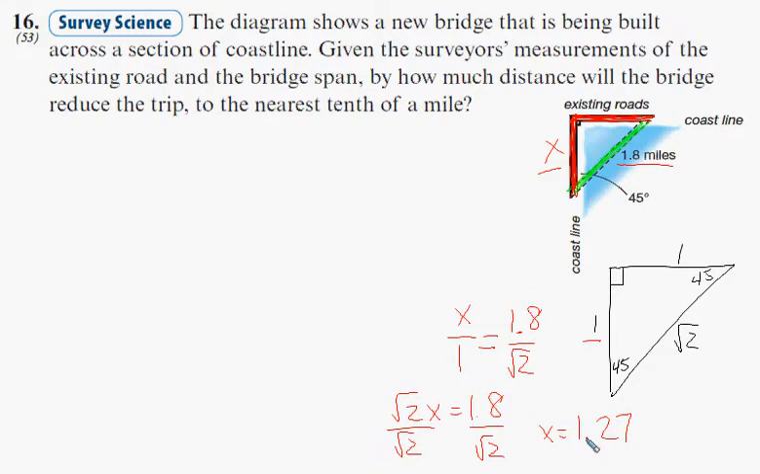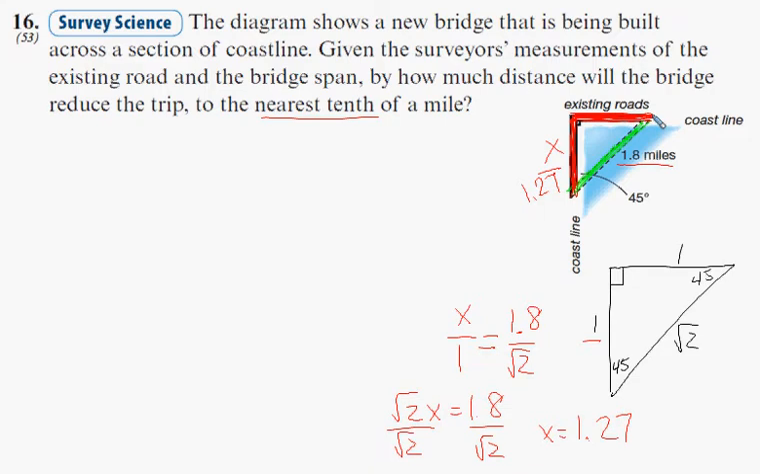Okay, so if this is 1.27, and I rounded it to the hundredths place, you can round it wherever you need to. We need to get it to the nearest tenth before it's all said and done. Just be careful about your rounding so you don't lose too much accuracy. So if this is 1.27, how far is it from here to here? Well, that's 1.27 as well.